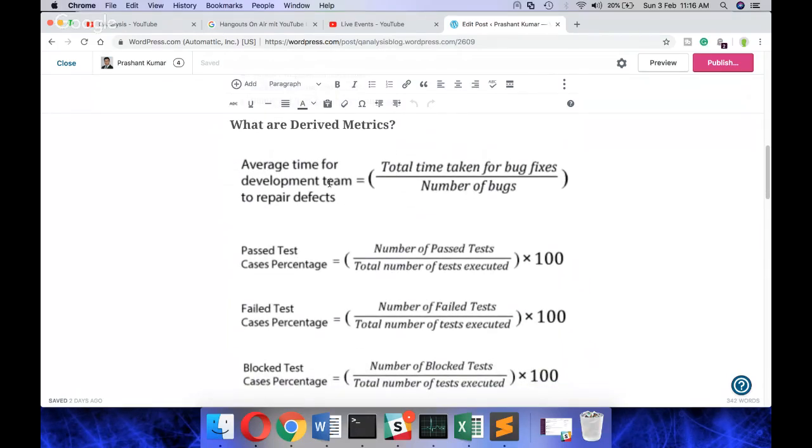So, examples of derived metrics. I'll talk about 10 or 15 different kinds of derived metrics over here. So let's go ahead and take them one by one: what are the different kinds of derived metrics.